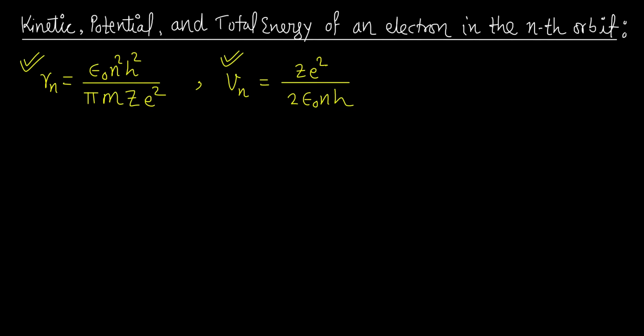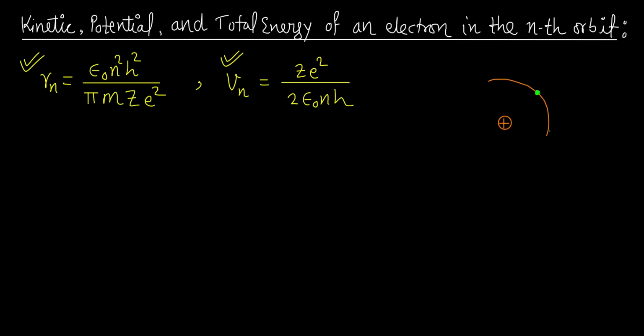So let's start and assume that we have an atom or ion. This is a hydrogen-like species. As I have explained before, a hydrogen-like species has only one electron in its orbit. So it can be any atom like the hydrogen atom, or it can be an ion like He plus ion, Li double plus ion, or Be triple plus ion.